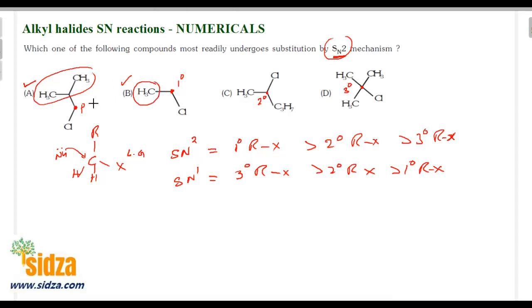So that means that the repulsion will be least in this case, okay? The repulsion between the nucleophile and the alkyl group is minimum over here. So that means it will be the preferred alkyl halide that follows the SN2 among the 4 options available here, correct? So the B option here.